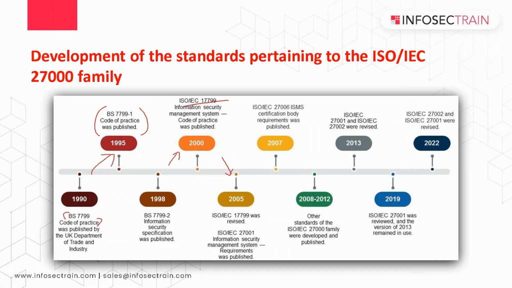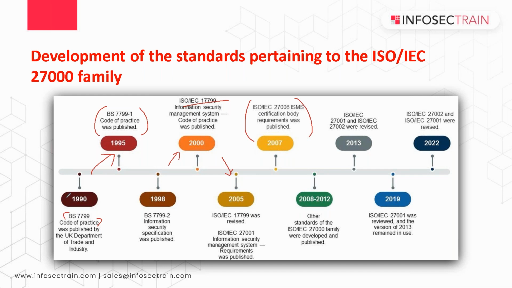In 2007, ISO 27006 was published, which was meant for the certification bodies. Those bodies would be auditing the organization, and for them certain mandatory things have been given. Let's suppose my organization wants to get certified. The body which is going to give the certification, there are certain requirement standards published by ISO in the year 2007.